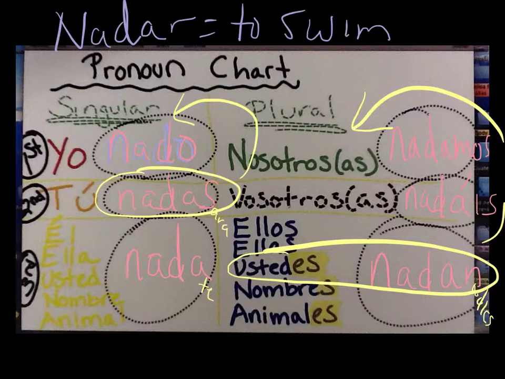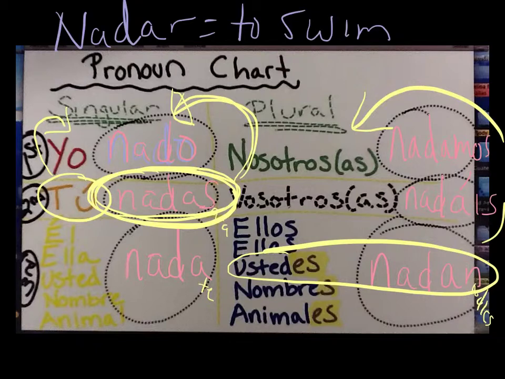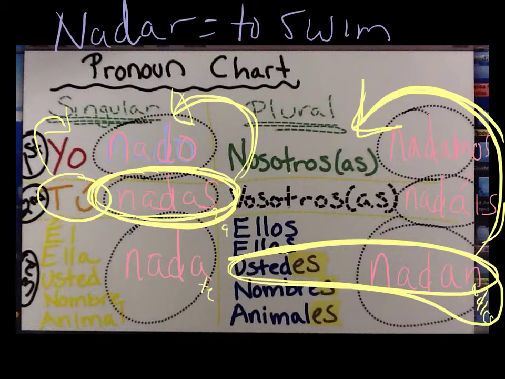Now if we look specifically at an AR verb, if I were to say nadas, which means do you swim, you would say sí, yo nado, yes, I swim. It's that same tú-yo pattern. If I said nadan ustedes, do you all swim, you would say sí, nosotros nadamos, or no, nosotros no nadamos. No, we don't swim, or we no swim.